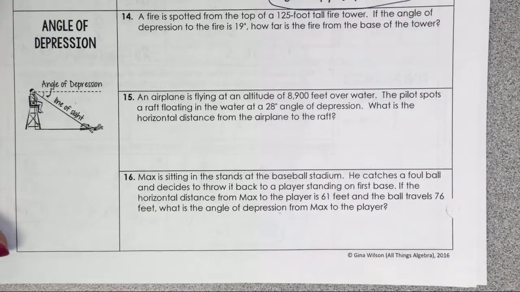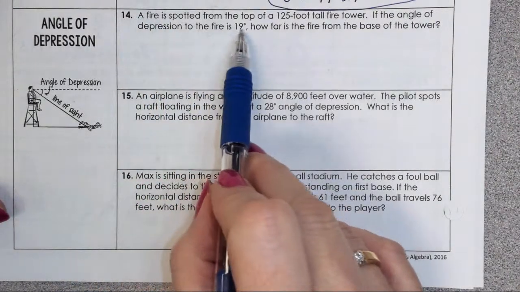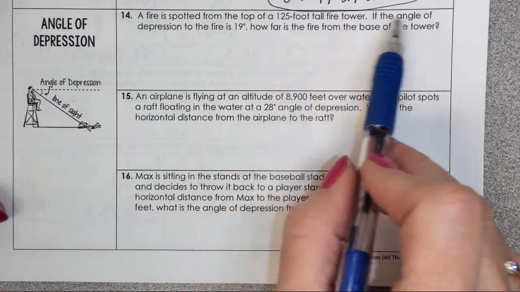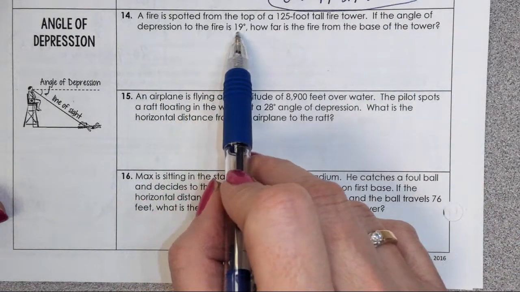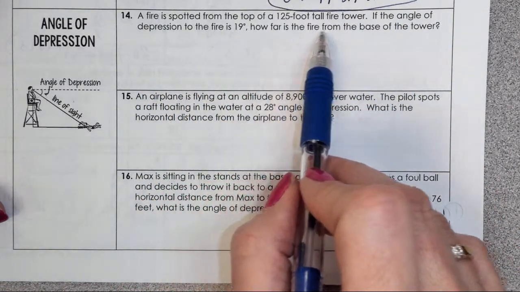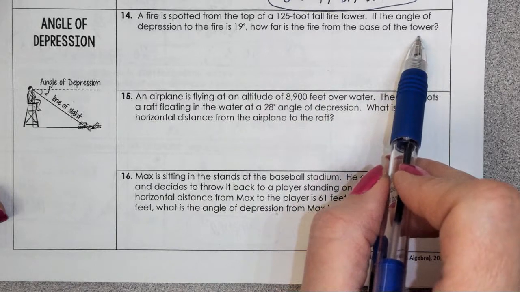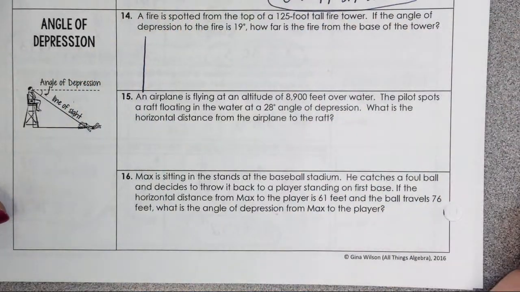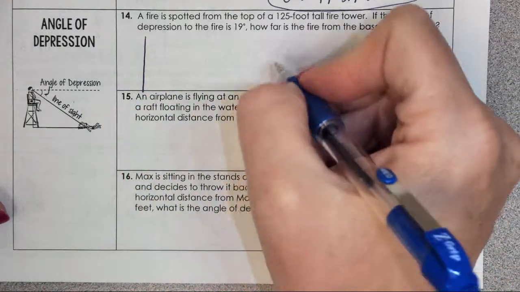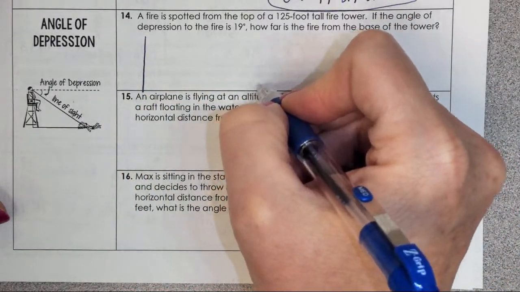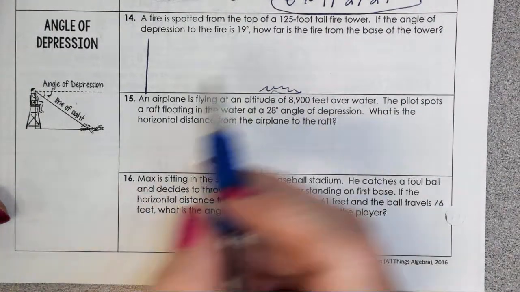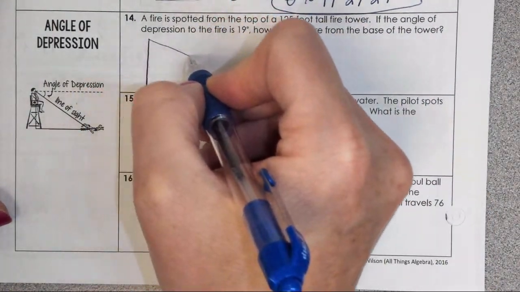All right, let's do some angle of depression. A fire is spotted from the top of a 120-foot tall fire tower. If the angle of depression to the fire is 19 degrees, how far is the fire from the base of the tower? All right, so we have a tower right here. A fire is spotted, so we'll put the fire here on the ground. Okay, so here's our triangle.